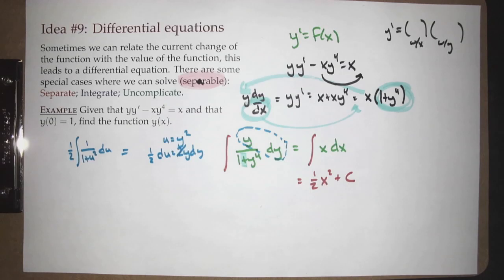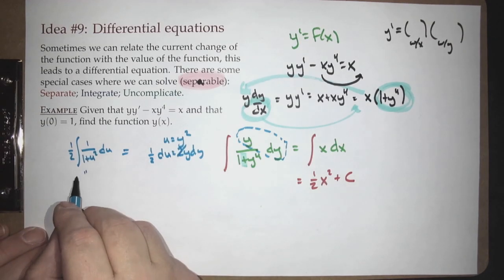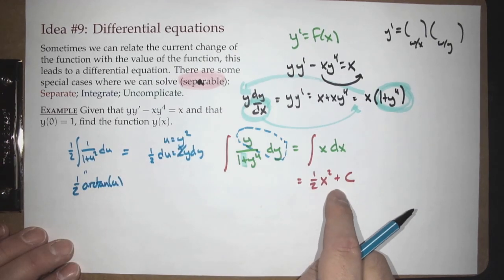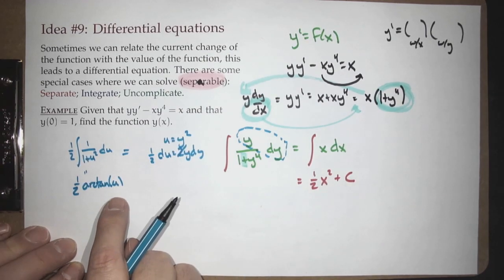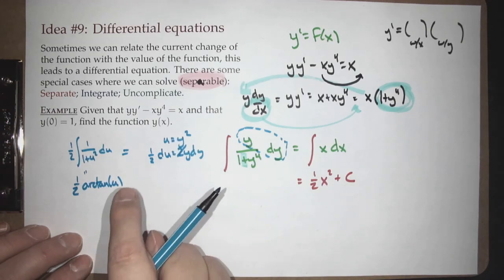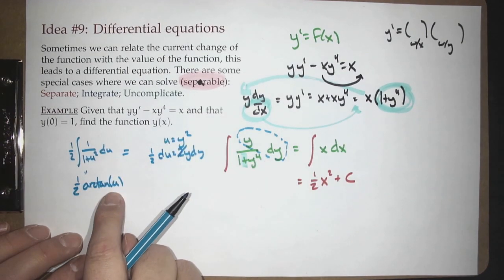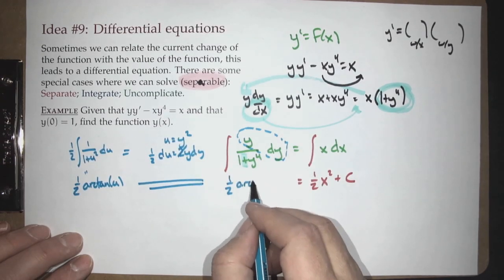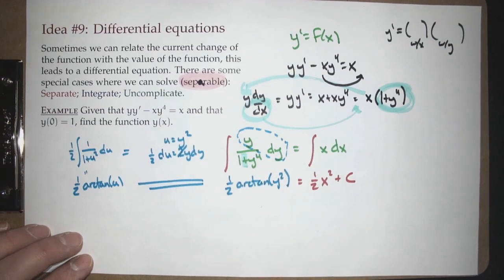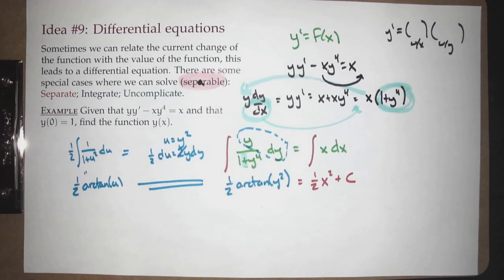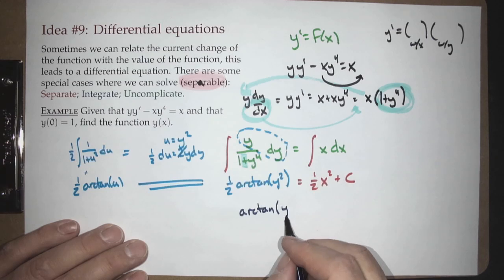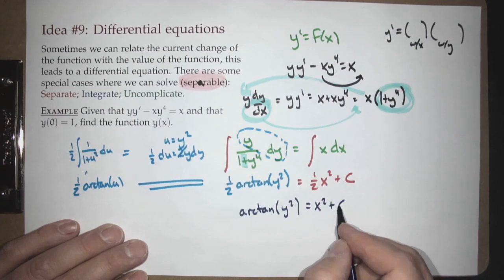Okay, antiderivative of 1 over 1 plus u squared? 1/2 arctangent of u. I'm not going to worry about the plus c because I already have a plus c here. Now, do I need to do anything else to this? Yeah. So I started with y's. I need to end with y's because these are indefinite integrals. So 1/2 arctangent y squared. Now, I claim we can do the following. I'll do it right here, and then you can be like, "Arr!" But I claim this is the same as saying arctangent of y squared equals x squared plus c.